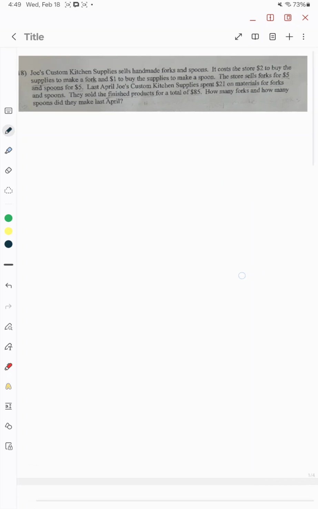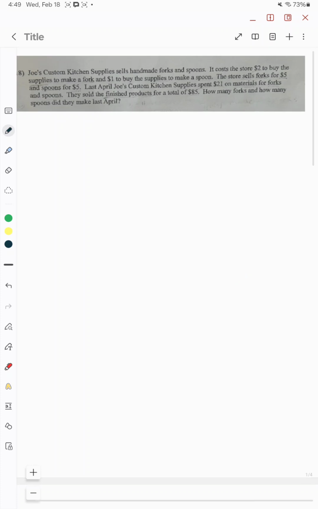Joe's Custom Kitchen Supplies sells handmade forks and spoons. It costs the store $2 to buy the supplies to make a fork and $1 to buy the supplies to make a spoon. The store sells forks for $5 and spoons for $5. Last April, Joe's Custom Kitchen Supplies spent $21 on materials for forks and spoons. They sold the finished products for a total of $85. How many forks and how many spoons did they make last April?